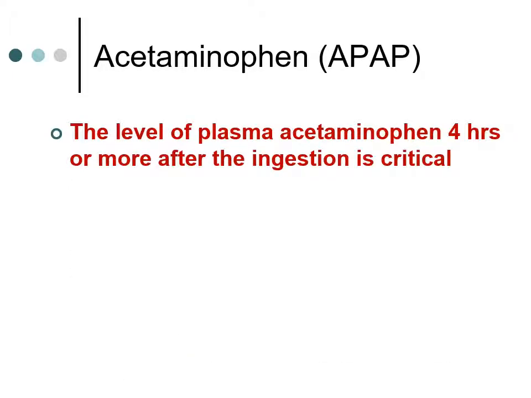So anyway, as I mentioned, you can get a level earlier than 4 hours, but you can't plot that on the nomogram to know if they're going to develop toxicity or not. You have to wait for the actual 4-hour level there. And again, if you're not really sure, you just have to basically treat at that point.